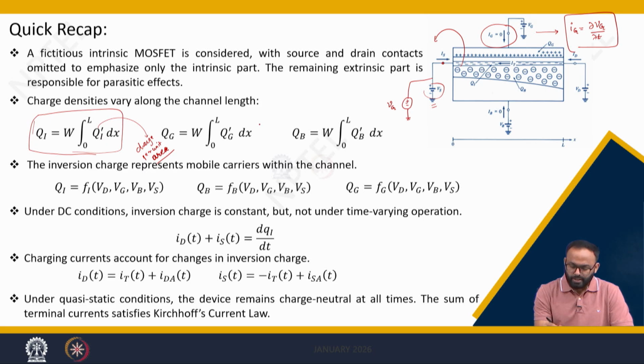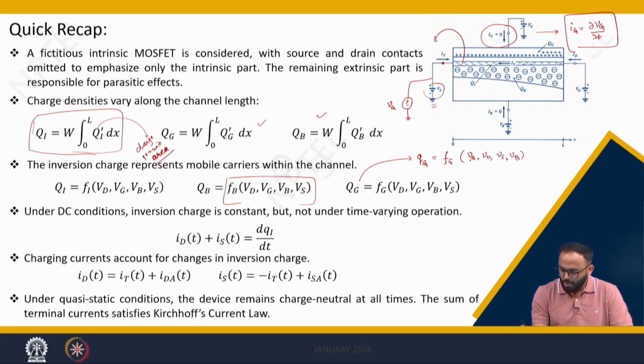Then we said that we can represent these charges in terms of some functions of terminal voltages. We can use the same analogy for the quasi-static case, meaning we can say that the gate charge can be represented as some function Fg of the terminal voltages Vg, Vd, Vs and Vb, where the small notation is used for time varying signals. So, Qg, a time varying gate charge, can be represented in terms of terminal voltages. However, the current will not follow the same rule which we have shown in DC analysis.